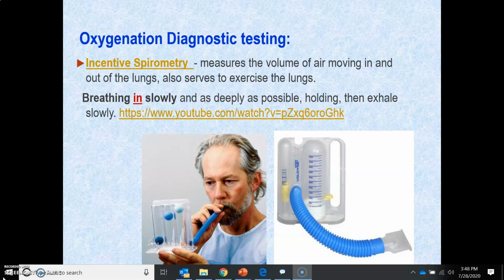You are tested on this. You'll be expected to do this in the sim lab, and you will see your patients in the hospital do this. You need to know how to do an incentive spirometer. You suck, you don't blow.